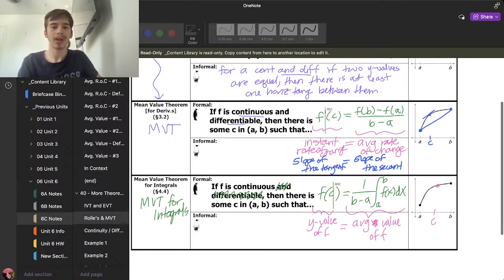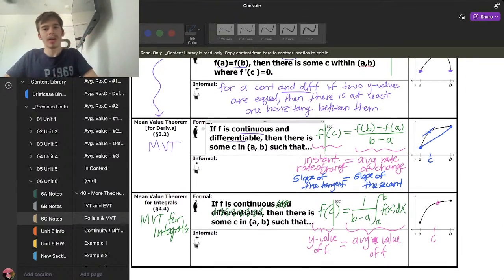Mean value theorem. If the function is continuous and differentiable, then there is some c in (a, b) such that the average rate of change is equal to the instantaneous rate of change. So the slope of the tangent is equal to the slope of the secant at some point on the graph between a and b.